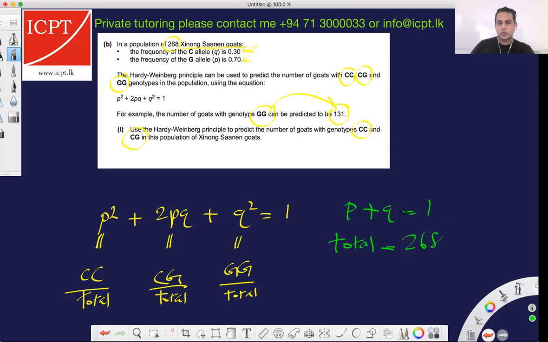And also the number of goats with GG is 131. This is also given. And then what else is given? The frequency of C and the frequency of G. So now we are just trying to get these numbers into one place.